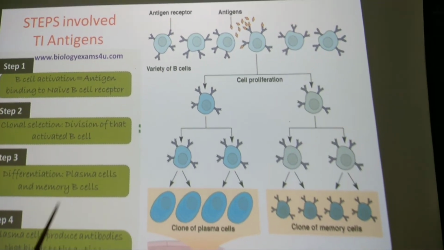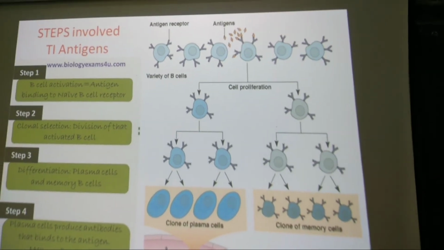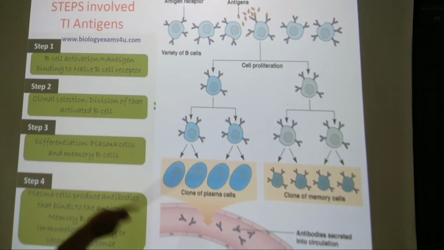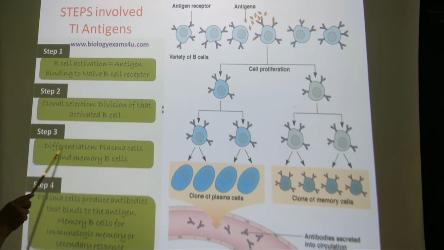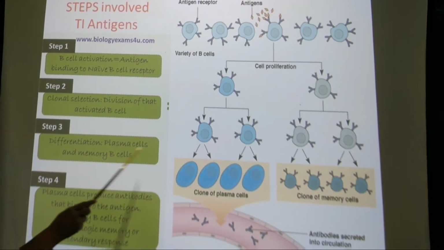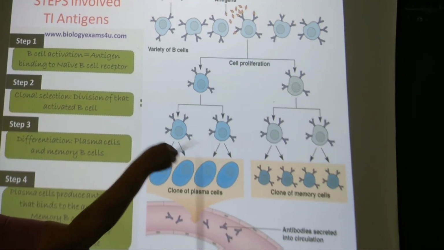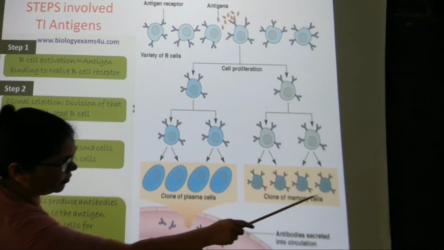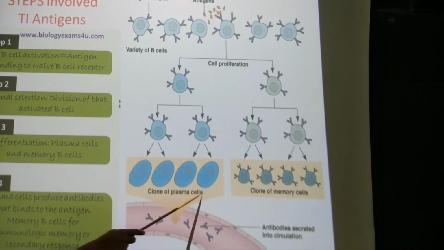Once sufficient clones of cells are produced, the cells will enter into the differentiation phase. This is step 3 here, differentiation into plasma cells and memory cells. You can see here, these are the cells, number of cycles divided, and some of the cells produce memory cells and some produce plasma cells.